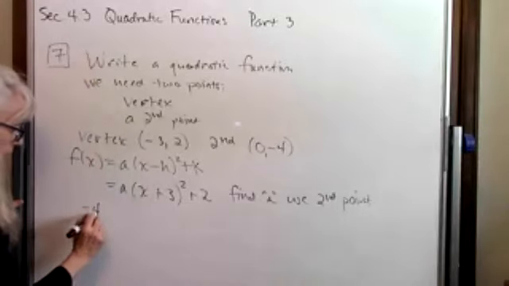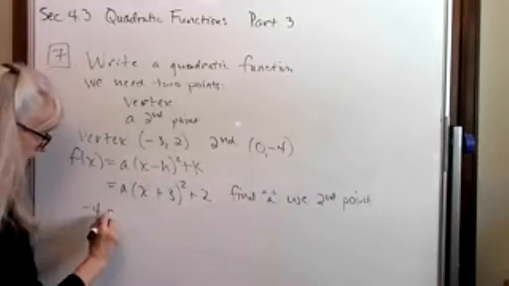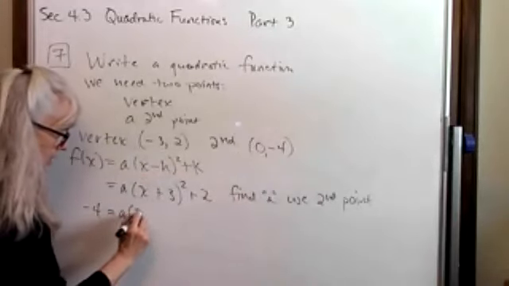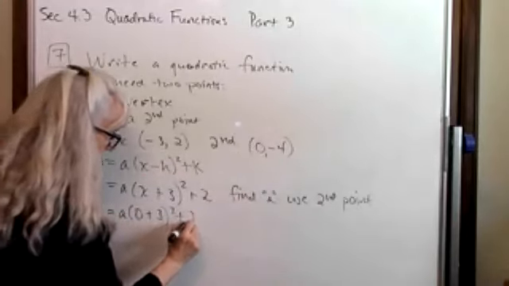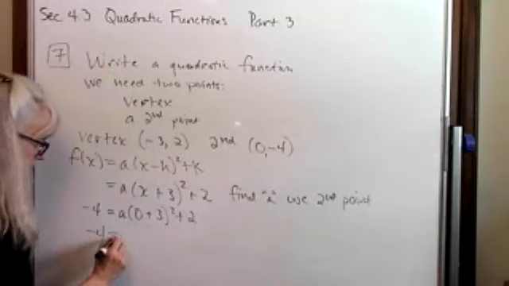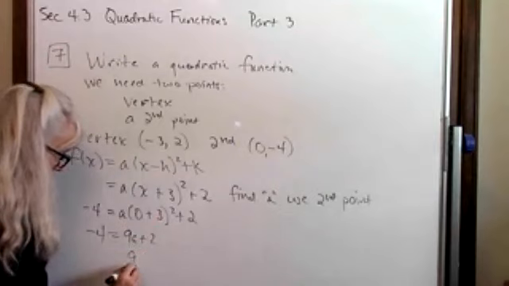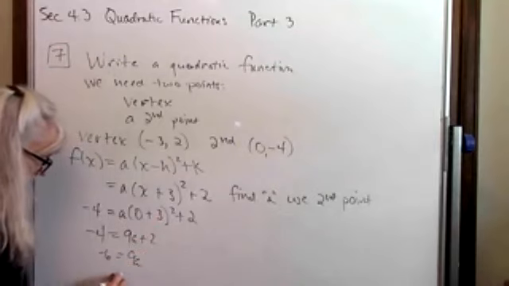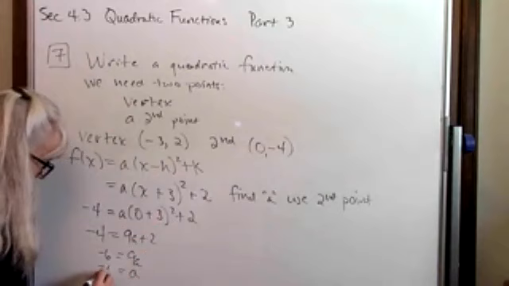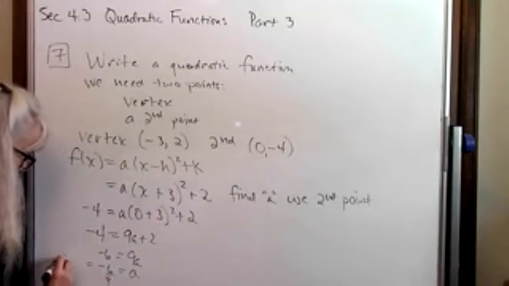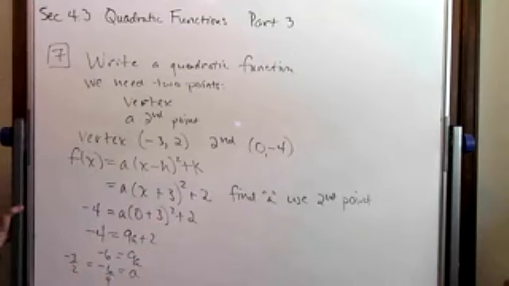So we're going to set negative 4, that's the y coordinate of that second point, equal to a times, x is 0 at that point, plus 3 squared plus 2. Thus negative 4 is equal to 3 squared is 9a plus 2. So 9a would be equal to negative 6. And a is negative 6 over 9. We'll reduce that and give negative 3 halves. So now we have a. Sorry, that was a little sloppy. I'll come back up over here.